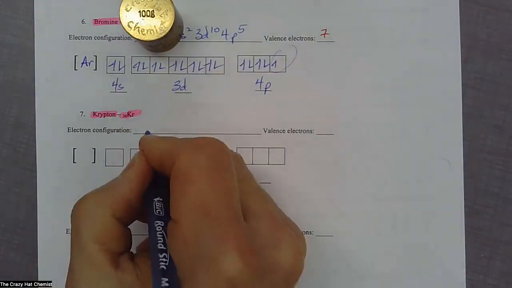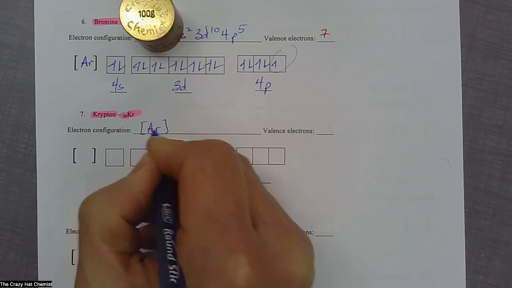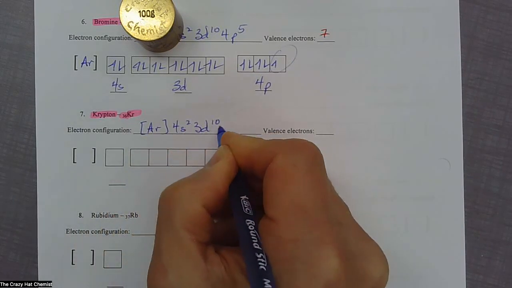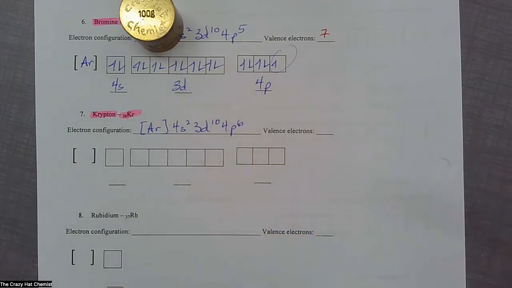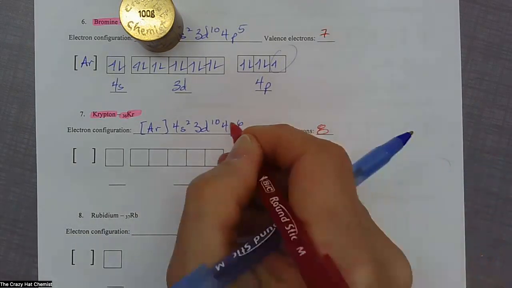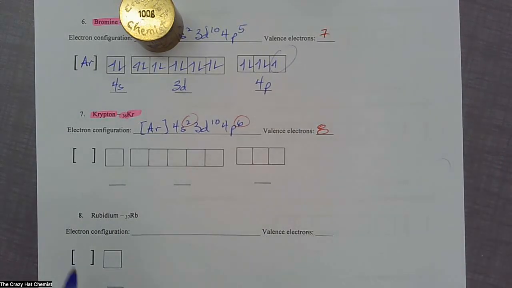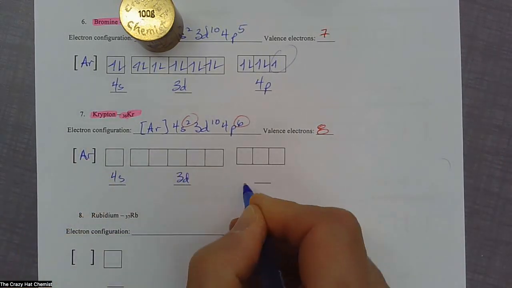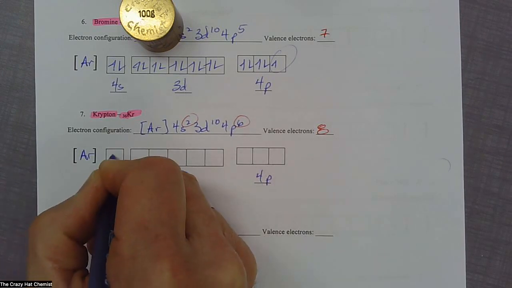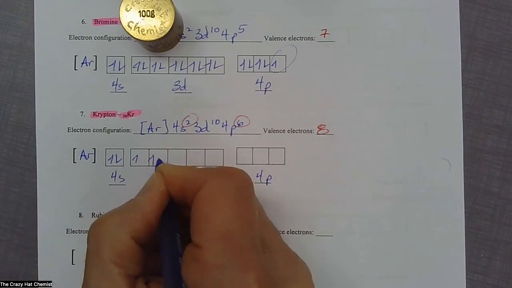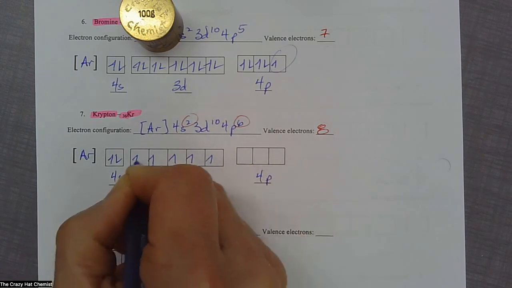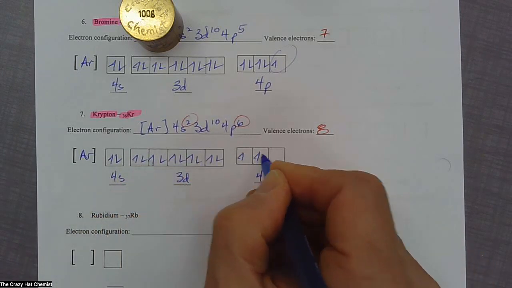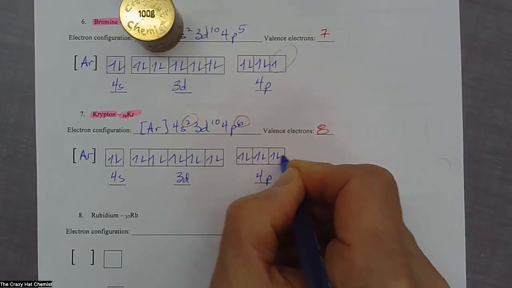All right, so that's argon in brackets, 4s2, 3d10, and a 4p6. And we have 8 valence electrons. We can sum up those two numbers there. That's argon, that's a 4s, that's a 3d, and this is a 4p. This is up and down, and up, up, up, up, up. That's 5, 6, 7, 8, 9, and 10. This is 1, 2, 3, 4, 5, and 6.